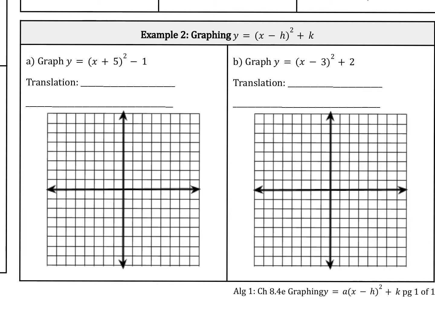Chapter 8.4 Graphing y equals a(x minus h) squared plus k. We are doing example number 2 where we have y equals (x minus h) squared plus k. In this example, k is used for moving the graph up and down, and h is used for left and right. We did these examples one by one.